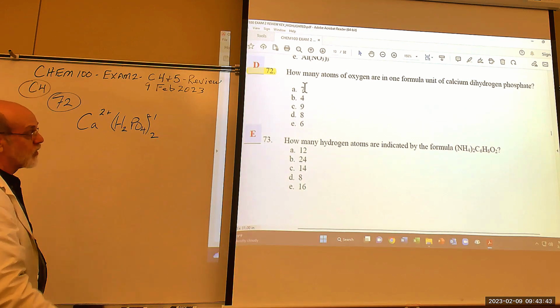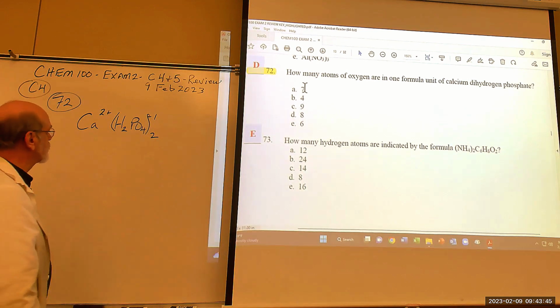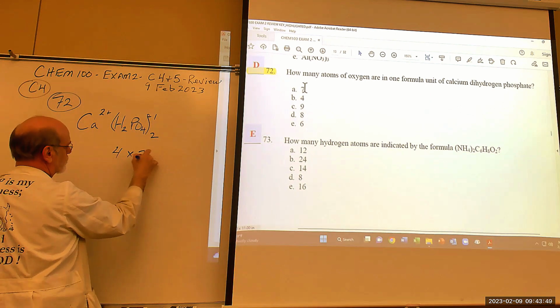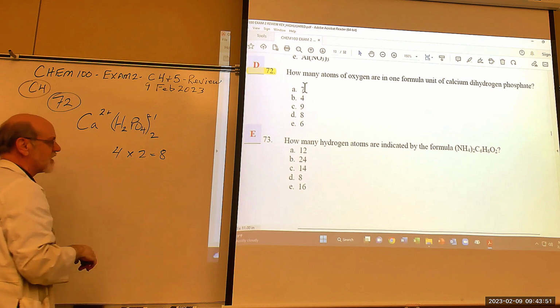Okay, now we can answer the question. How many atoms of oxygen? Well, we have 4 here, but there are 2 of them. So we have 8 oxygens.